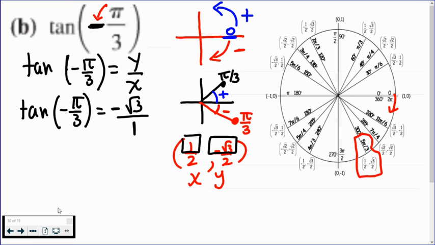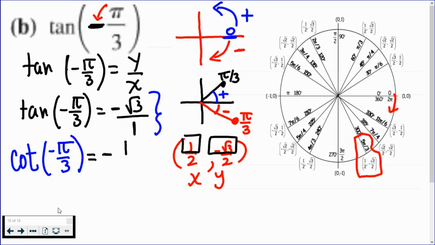If I'm asking you to find cotangent of this angle, first we do this, and then to find cotangent, I carry the sign with me, and I find the reciprocal of that. If it is improper, like in this case, we don't like square roots on the bottom, we finish it up by rationalizing the fraction. And so this answer will be cotangent of the angle given.